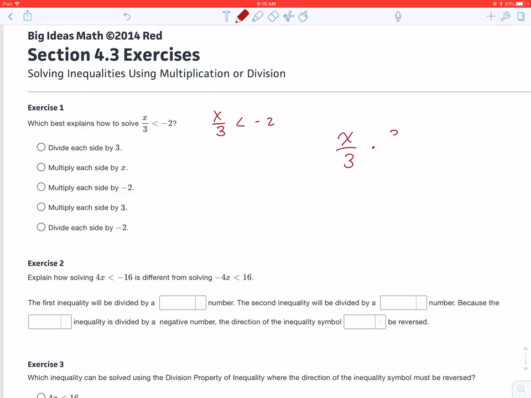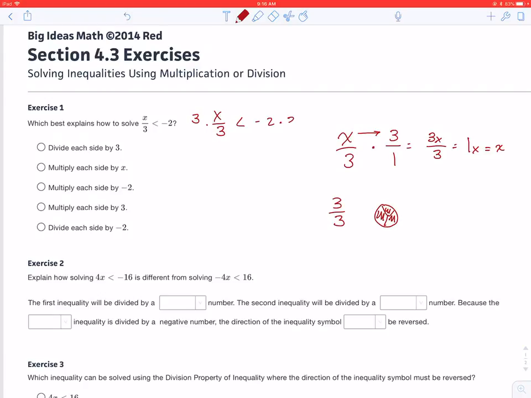Well, multiplying, we can multiply by a fraction. We can multiply by 3 over 1, which is really just multiplying by 3. And that, if I multiply straight across like I do with fractions, gives me 3x over 3. And 3 over 3, if you have 3 parts of something broken up into 3, is just one whole. And so this is technically a 1x, or as we write it, just x.